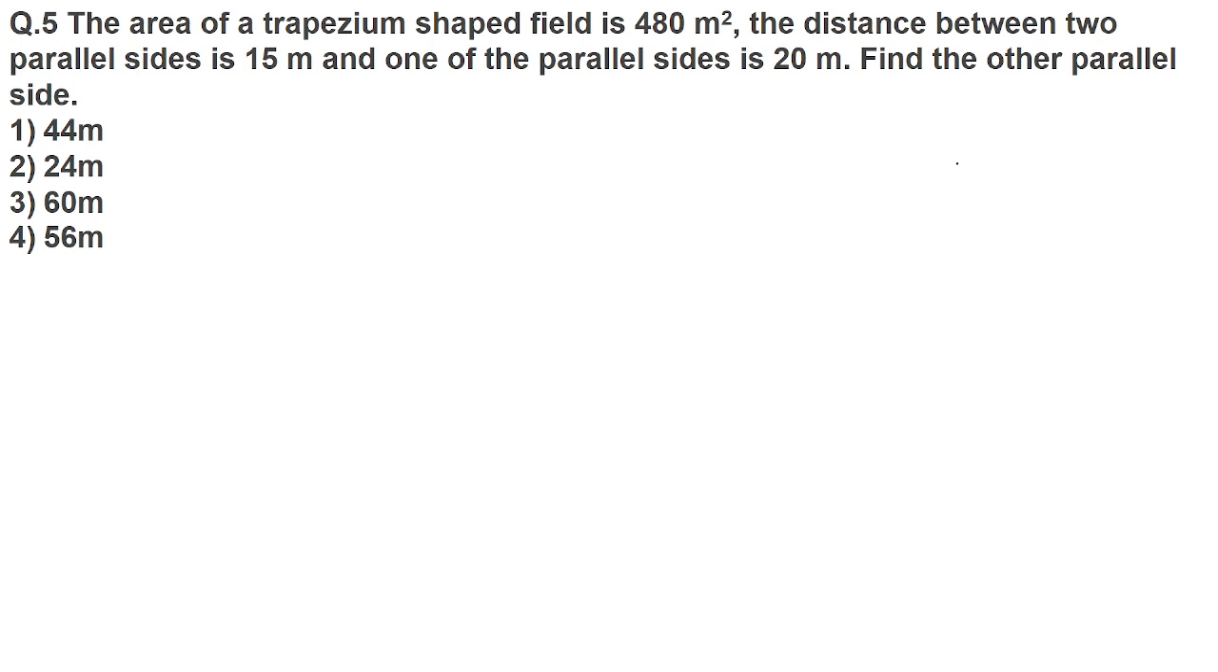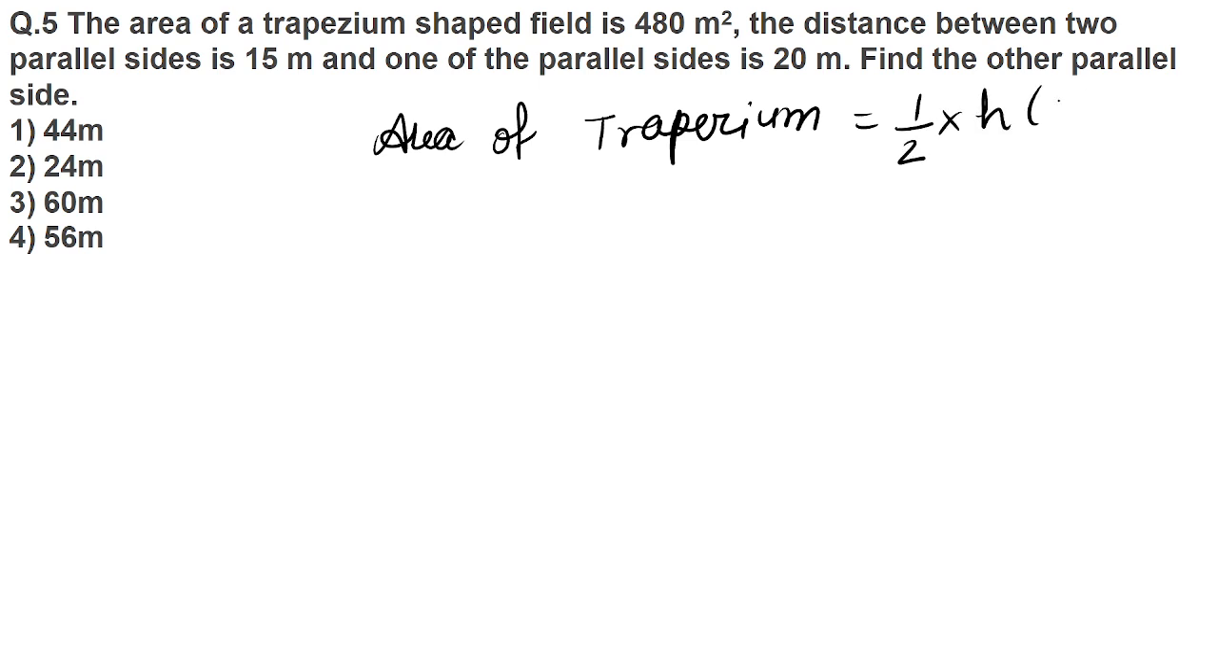Moving ahead with question number 5. The area of a trapezium shaped field is 480 meters square. The distance between the two parallel sides is mentioned here as 15 meter. One parallel side is 20 meter. Find the other parallel side. Now you should know the area of a trapezium, students. We should know here the formula of the area of a trapezium. The question is very easy. The area of a trapezium is equal to what? Half of height into a plus b. What is a here? A is one side of the trapezium. Suppose one side mentioned is 20 meter.